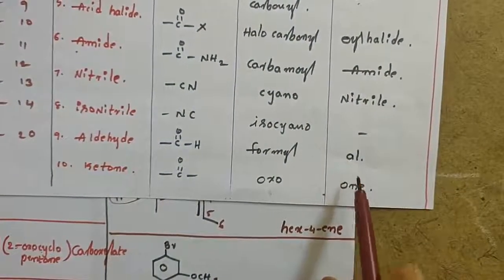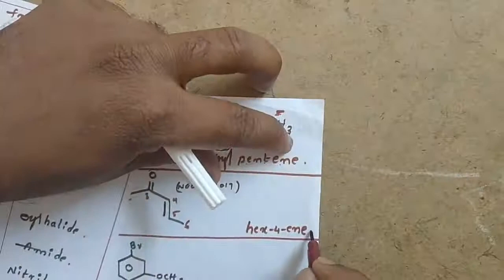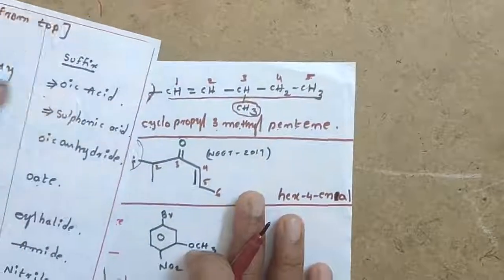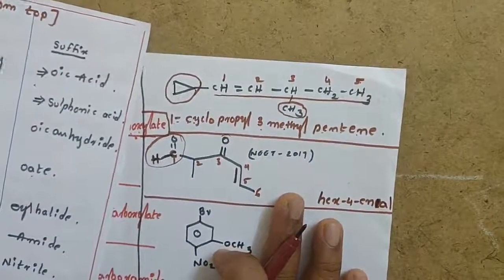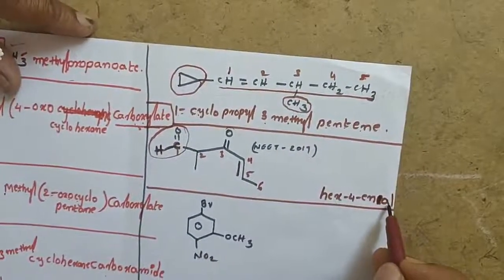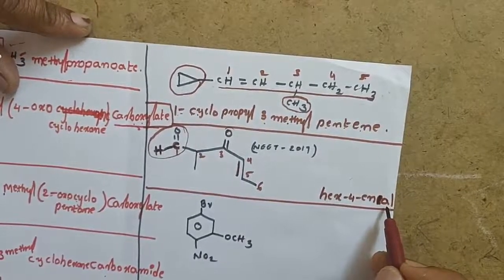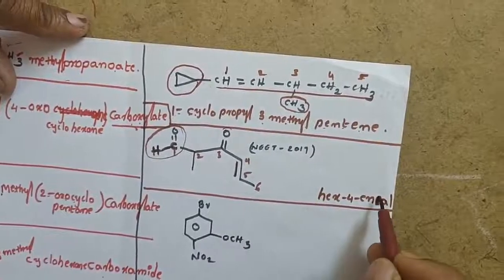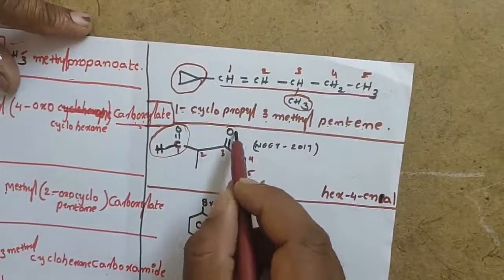What is the suffix of the aldehyde? The suffix of the aldehyde is al. Then you have to attach al, and you should remove the e here. Why do we remove the e here? Because our suffix starts with a vowel, al. That's why we remove the e. And there are two side chains present.